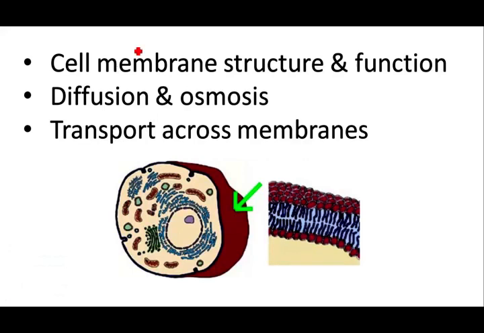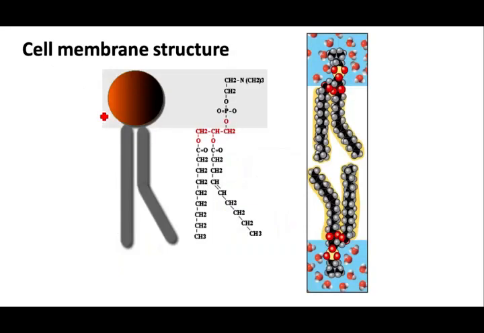Today we are going to be talking about cell membranes, what their structure is and how they function, and within that context, diffusion and osmosis and transport across the membranes of other substances. Okay, so just a reminder that cell membranes are composed primarily of phospholipids. Phospholipids are a type of lipid, and we discussed those in the last lecture.